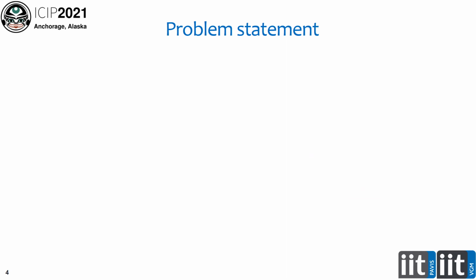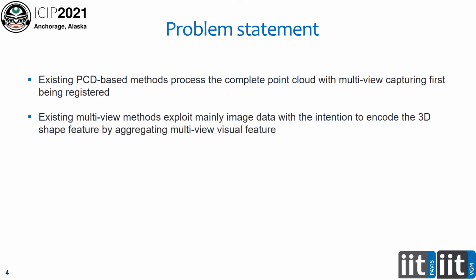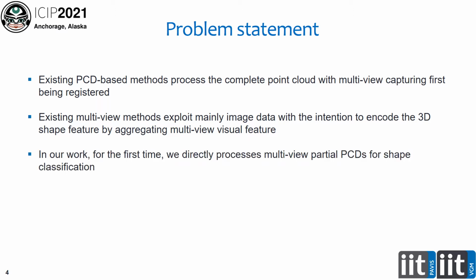But existing methods, which are based on point cloud data, first register point clouds by multi-view capturing, then they process complete point cloud data as the input of the network, which is not realistic in many real-world scenarios. On the other hand, existing multi-view methods mainly exploit images with the intention of encoding multi-view image features. Differently, in our work, for the first time we process multi-view point cloud data directly for shape classification.